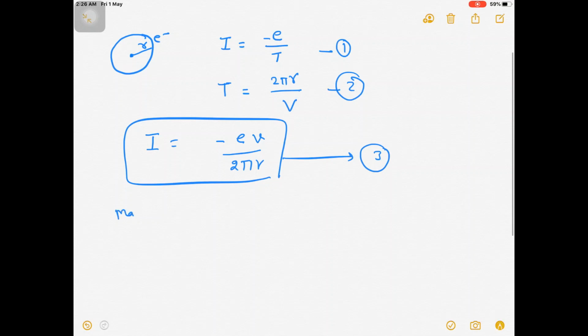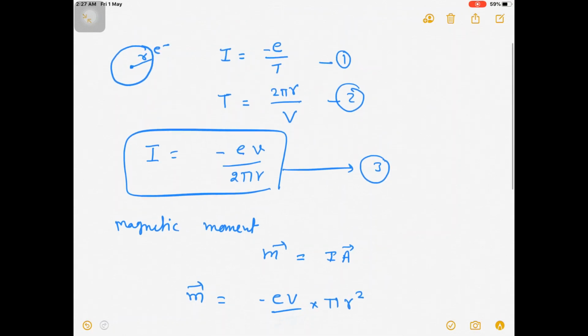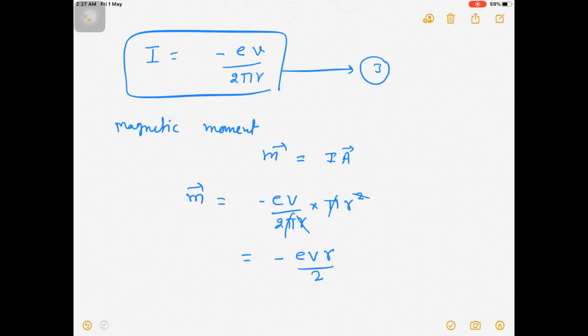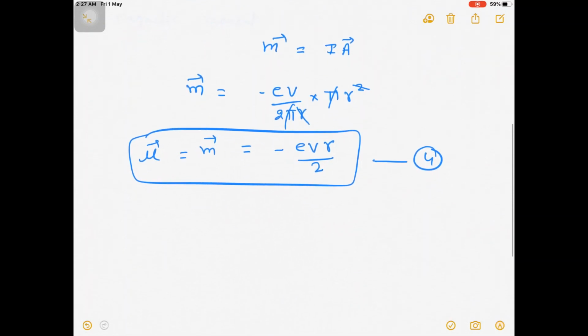Now we know that magnetic moment, small m, is nothing but I into area vector. So m vector is nothing but minus e v divided by 2 pi r into the cross-sectional area, and this equals pi r square for a circle. Let me simplify it, and we get minus e v r divided by 2. You can denote it by small m vector or by mu vector too. This is all your choice, and let me name it equation number 4.